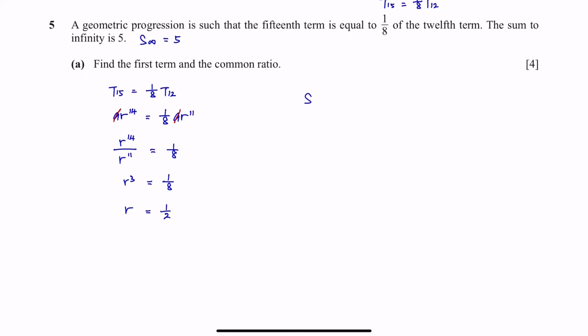And the sum to infinity would be 5. So A over 1 minus the common ratio, which is 1 over 2, would give us 5. So A over 1 over 2 is 5, and A would be 5 over 2.